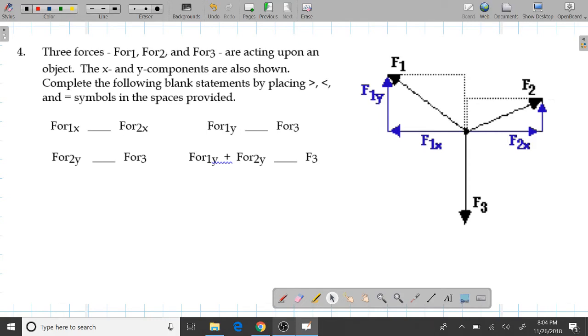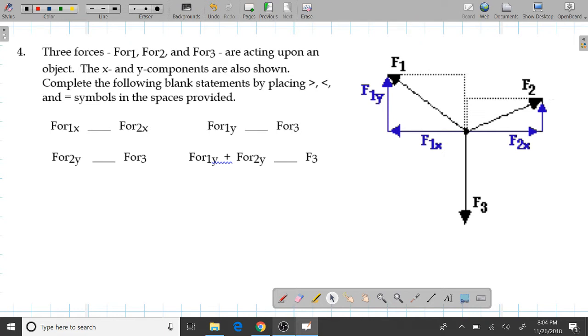Okay, so let's look at the fourth one here. The fourth one says three forces, force 1, force 2, and force 3, are acting upon an object. The x and y components are shown. Complete the following blank statements by placing a greater than sign, a less than sign, or an equal to symbol in the spaces provided.